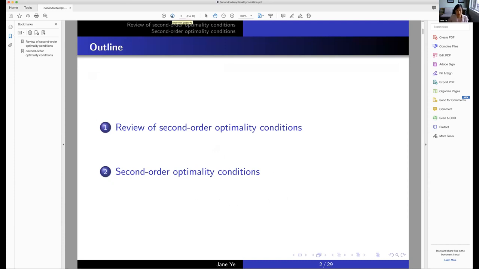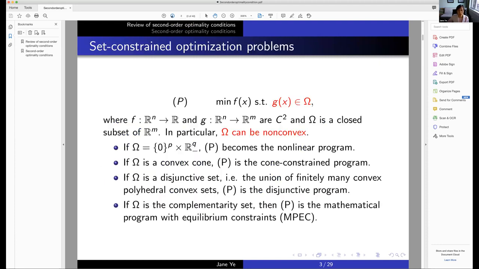First I'm going to review the second order optimality conditions. Then I'll talk about our new second order optimality conditions. We will study set constraint optimization problems. Here all the functions are C2 and omega, the set, is just assumed to be a closed subset. In particular, omega can be non-convex.